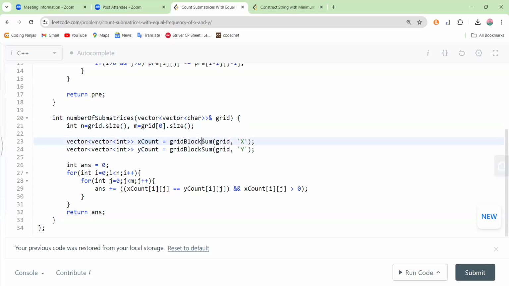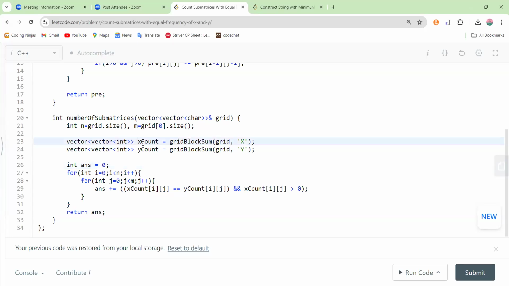So for X count, we have initialized it with the grid block sum. Like we have this, in which we are taking the grid and passing a character X to it. So this grid block sum is the function that is given to us, that we made. To this, we are passing our grid, and since in this particular X count, we want to store the frequency of X, we are passing character X to it. Similarly, for Y count, we are passing the same function, the same grid, and passing the character Y. So first of all, let's see how this function is working.